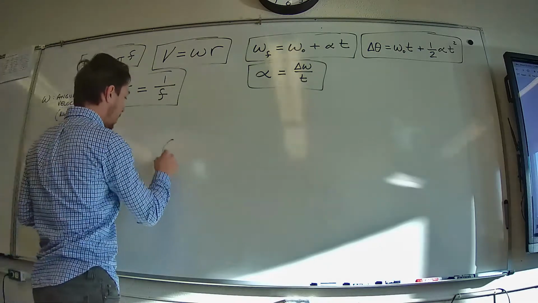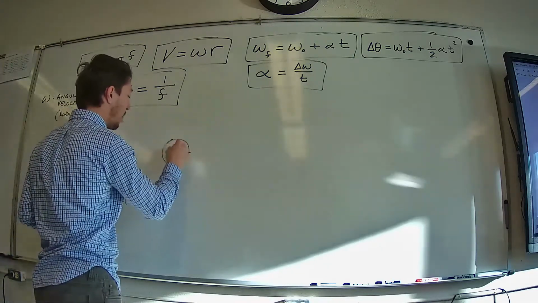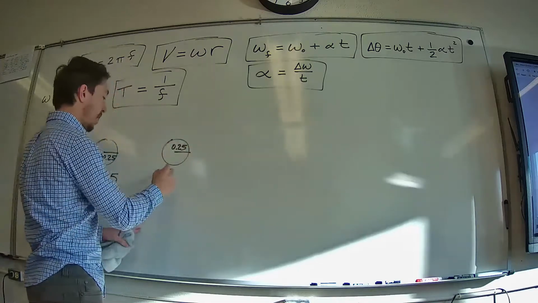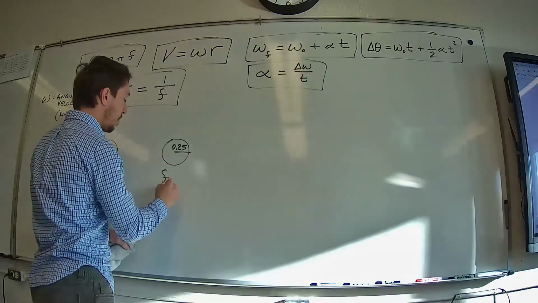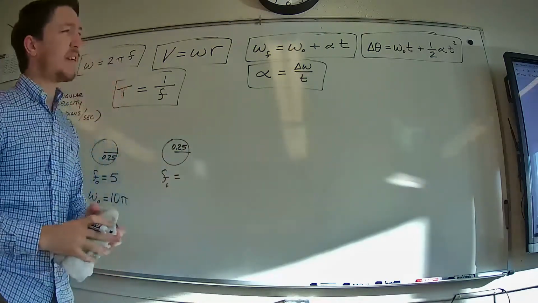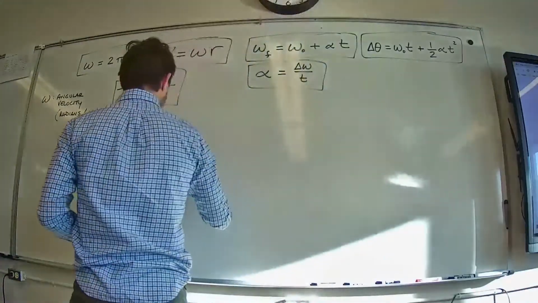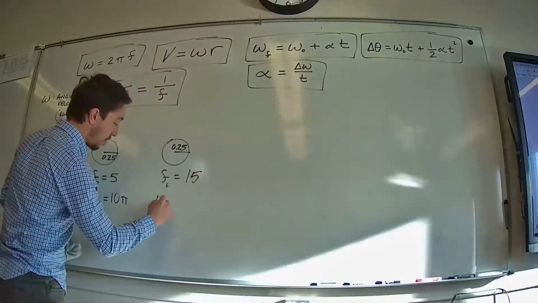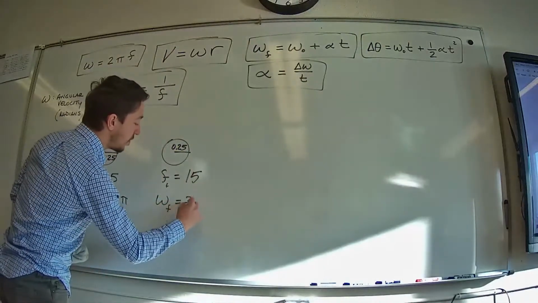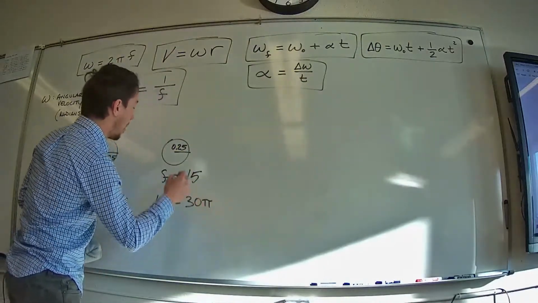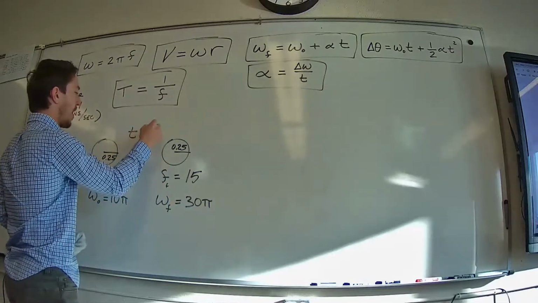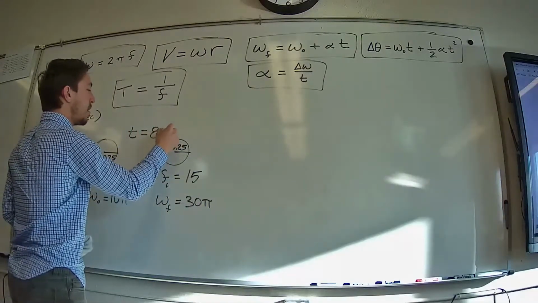And then later, he's going, what was his final speed? 15 revolutions per second. So that's a final omega of 30 pi. And what did this all take, 8 seconds?